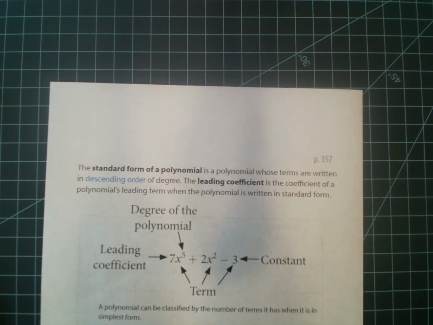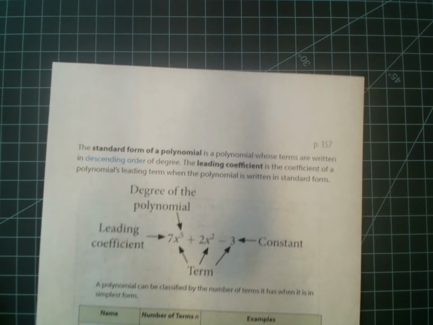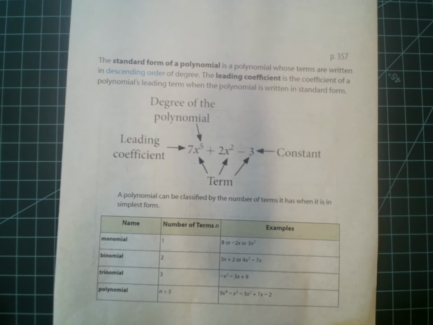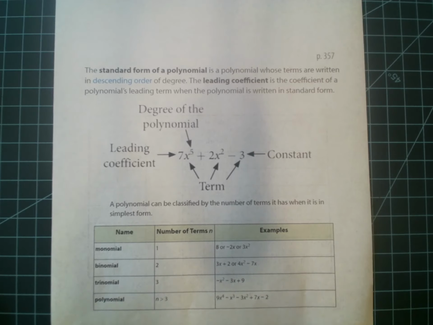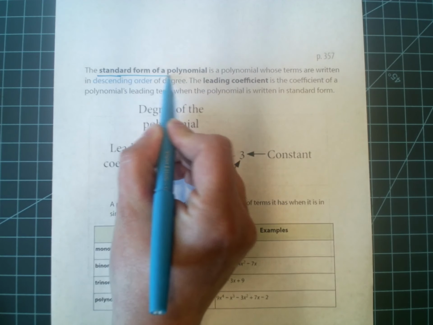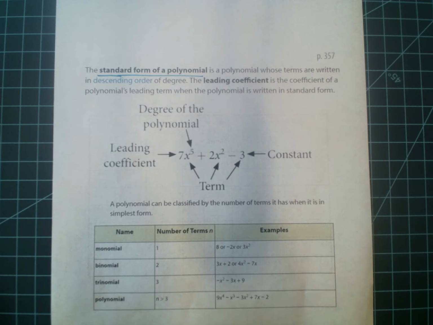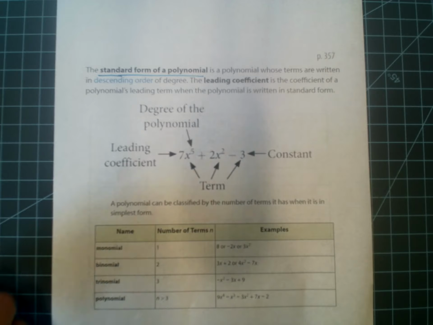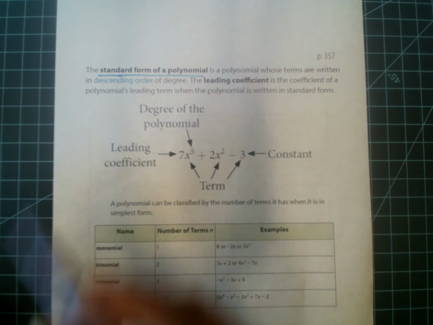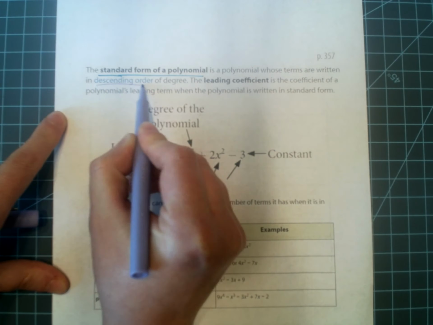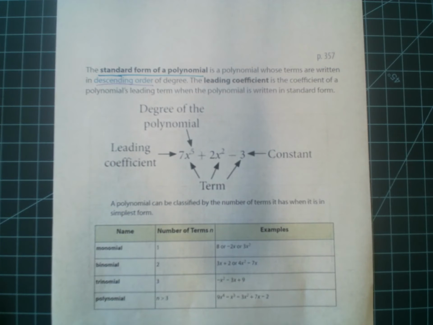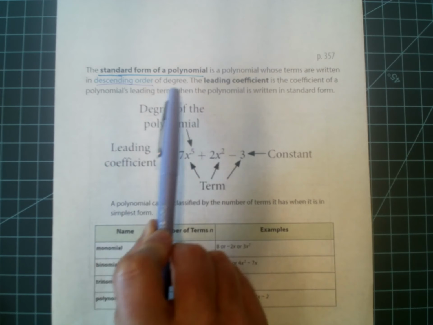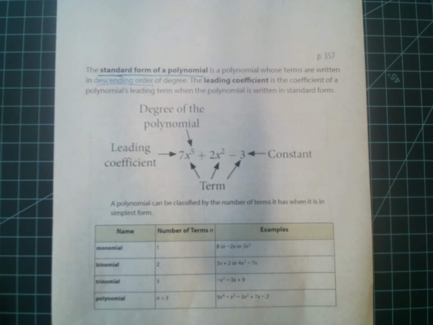So now, on page 357 in your Springboard textbook, we have the definition for the standard form of a polynomial. Standard form of a polynomial is a polynomial whose terms are written in descending order. Now, the word descending means going down. If you descend a stairway, you're going down the stairs. So descending order of degree means the x powers, the exponents, the powers on x are going down.